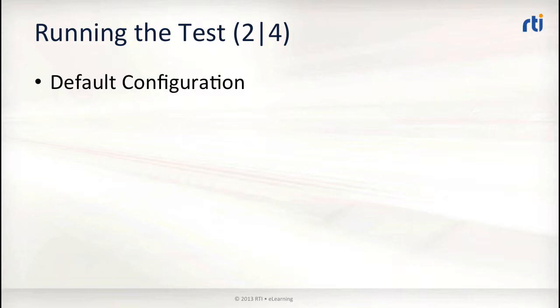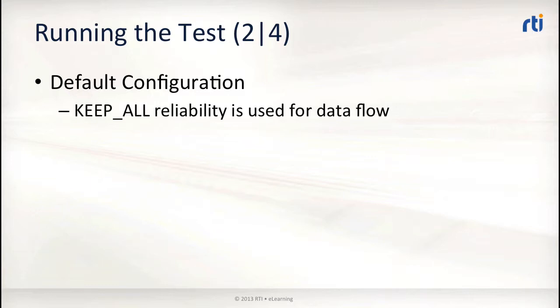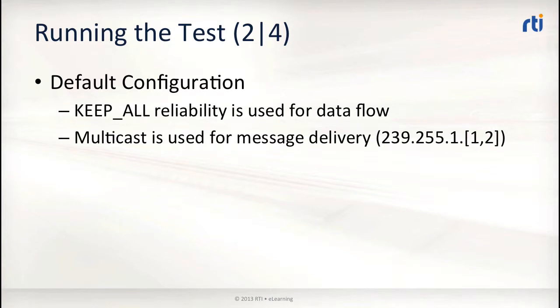If no arguments are specified, the default configuration for the test is keep all reliability for the data flow, which means the test must deliver each sample and block when there are unacknowledged samples in the writer's queue. Multicast will be used for message delivery. The default addresses used are 239.255.1.1 for the throughput topic, 239.255.1.2 for the latency topic, and 239.255.1.100 for the announcement topic.